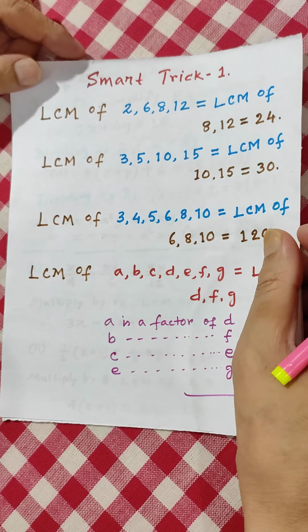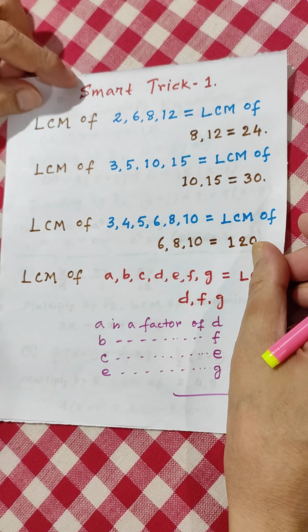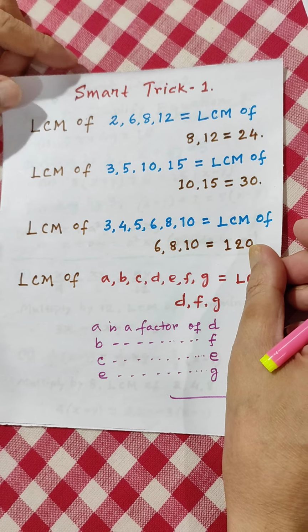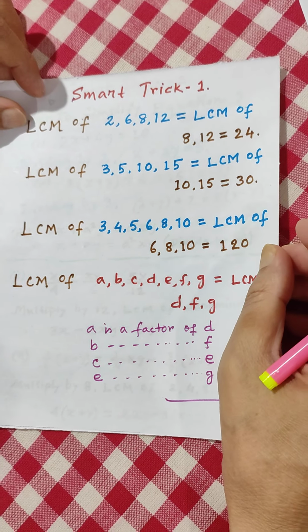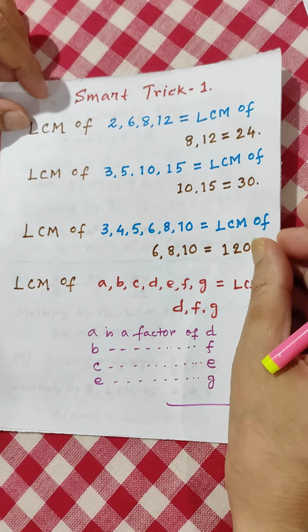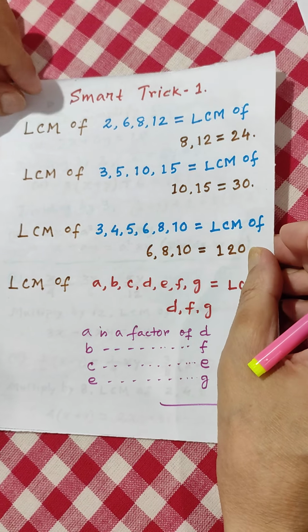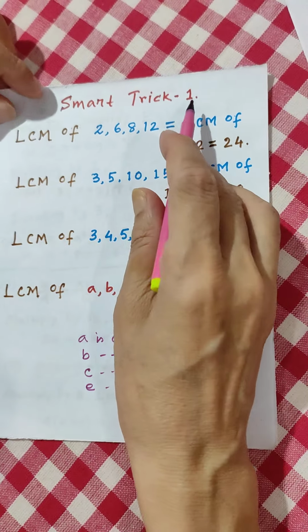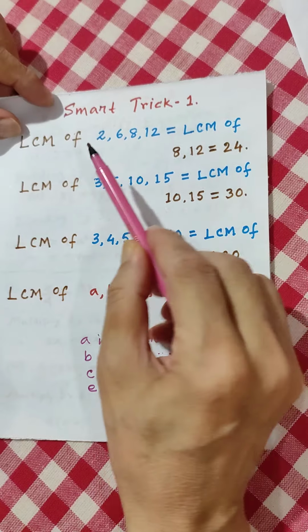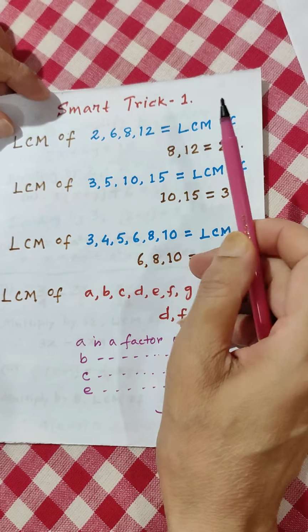My dear students, today I am going to discuss some smart tricks for maths. Actually, these are some ways or methods in order to reduce your calculation work in maths. Okay, then let us start with smart trick number 1. Now this is about finding LCM of some numbers.